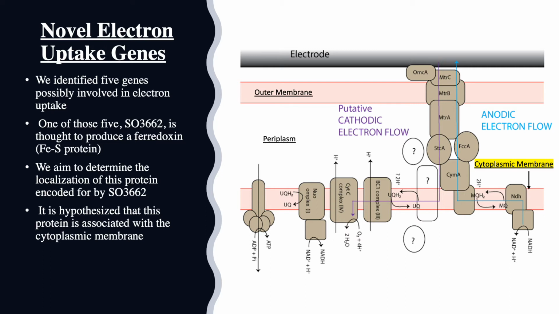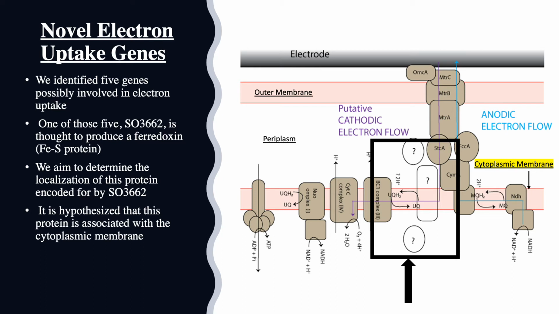A few of these proteins were thought to be associated with the cytoplasmic membrane, and this figure displays our hypothetical pathway for how the electron uptake process is occurring within the cell. One of these genes, termed SO3662, is thought to produce a ferredoxin protein, or an iron-sulfur protein, that is thought to be involved in extracellular electron uptake.